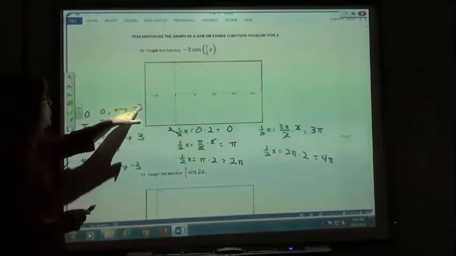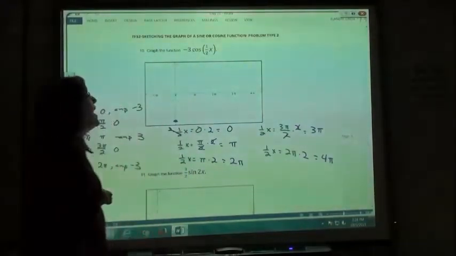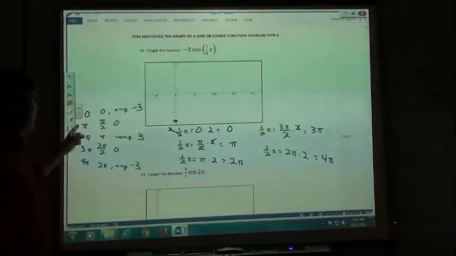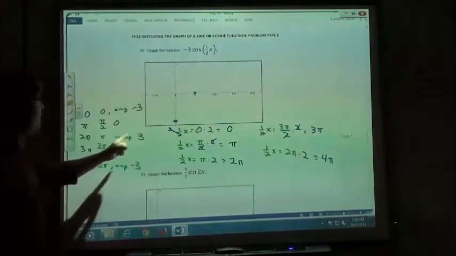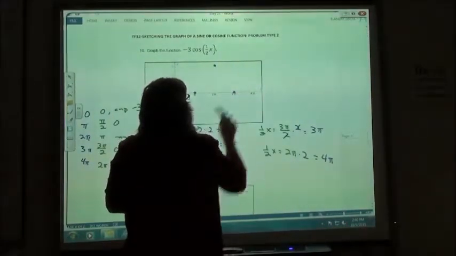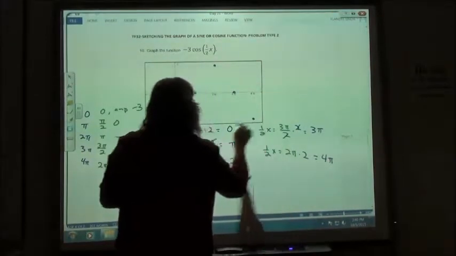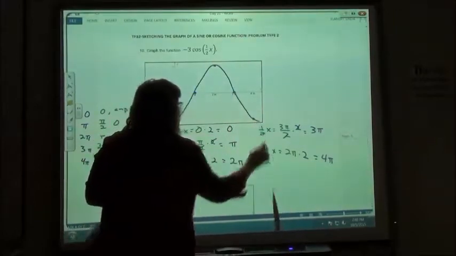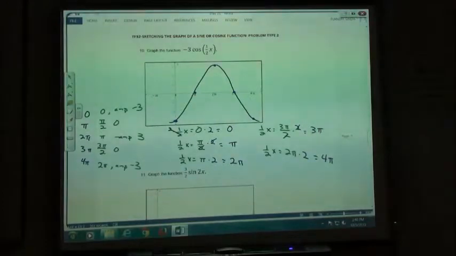So 0 is going to go to negative 3 since I'm doing the cosine function. My amplitude technically is 3, but since it's negative, I'm going to go down first. Pi is going to be at 0. 2 pi is going to go up to positive 3. 3 pi is going to be at 0, and 4 pi is going to go down to negative 3. So, really stretched out my cosine curve. Instead of having a period of 2 pi, I ended up having a period of 4 pi for one complete cycle.